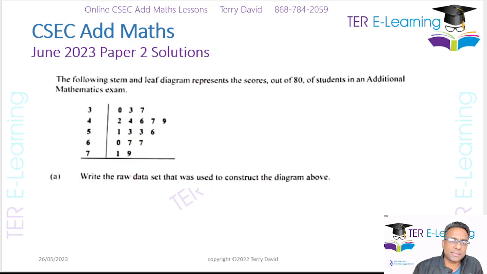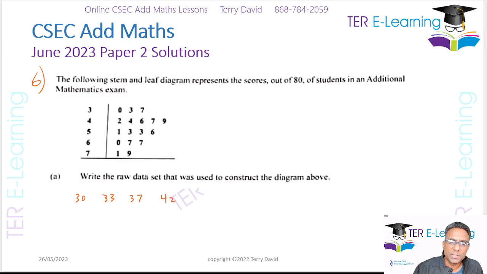Question 6, right? This is question 6 here. They said the following stem and leaf diagram represents the scores out of 80 of students in an ADMATS exam, right? Write the raw data that was used to construct the diagram. Well, that's easy. We're working backwards here. So the first score will be 30. Then we have 33. Then we have 37. Right? Now the thing is, you can write them out in one line, but actually I could go ahead and put it here.